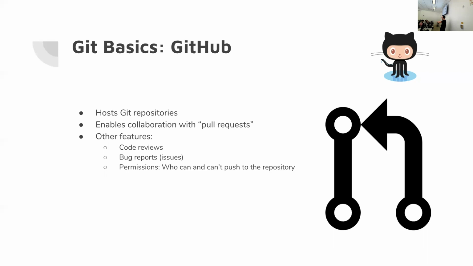So that was kind of a lightning fast overview of how Git works under the hood. Hopefully that was a little helpful. Is anything confusing about that? Anything you guys want me to go over?